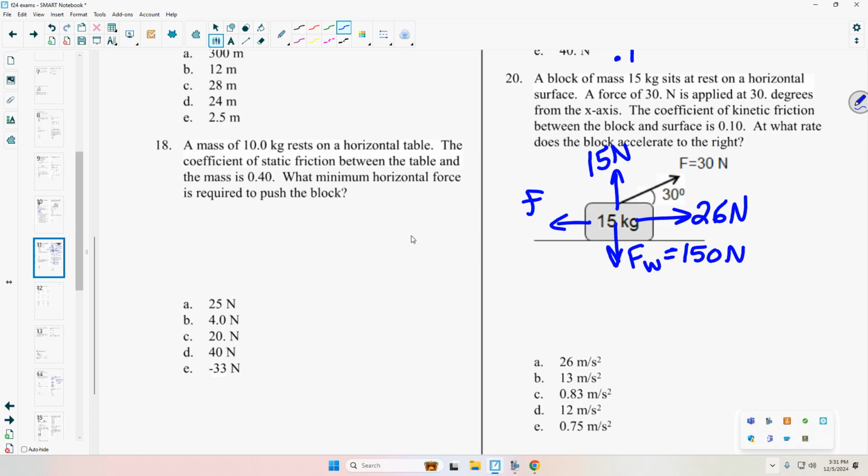And I know I have another force here, that is my normal force. Notice here that the normal force is not equal to the weight, because I have this other force that's pulling up. The sum of the forces in the y direction is equal to 0. That's Fn plus 15 minus 150 is equal to 0. So Fn is equal to, what, 135?